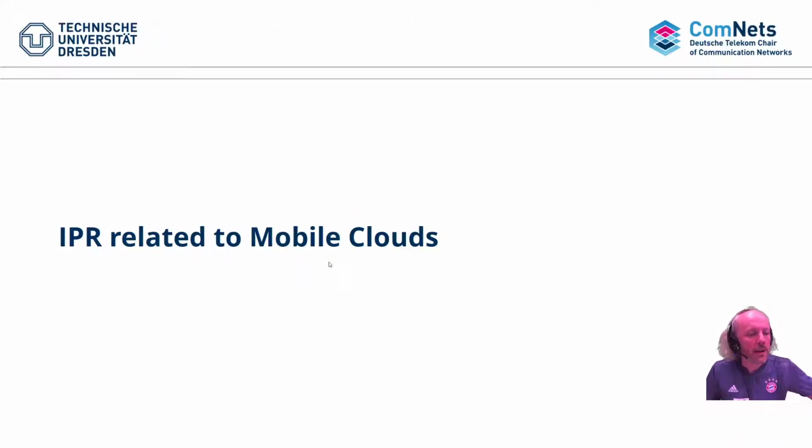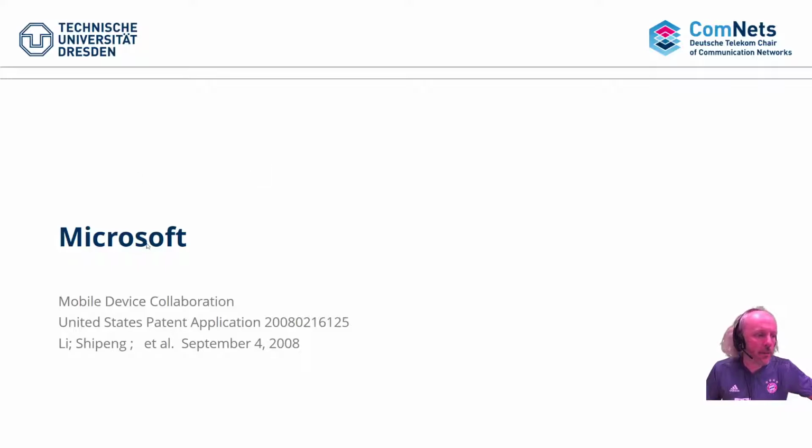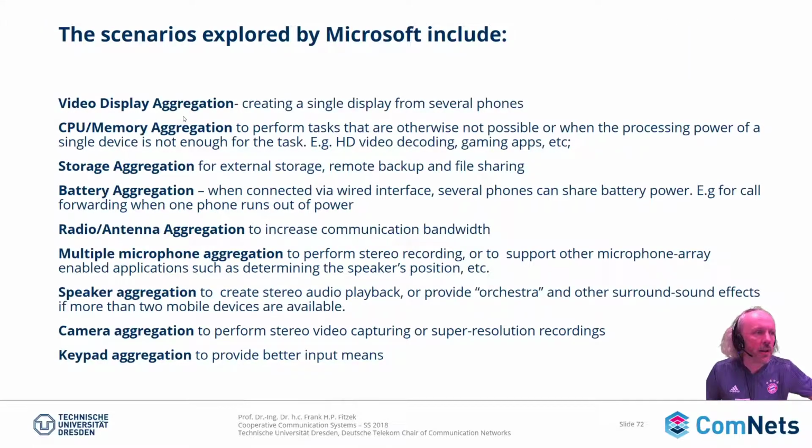Now, all of these ideas, they have been patented way later than the ideas were presented, but there was a lot of interest from some big companies. For example, Microsoft, right? Microsoft made a patent that included something like video display aggregation, CPU memory aggregation, storage aggregation, battery aggregation, radio antenna aggregation, multiple microphone aggregation, speaker aggregation, camera aggregation, and keypad aggregation.